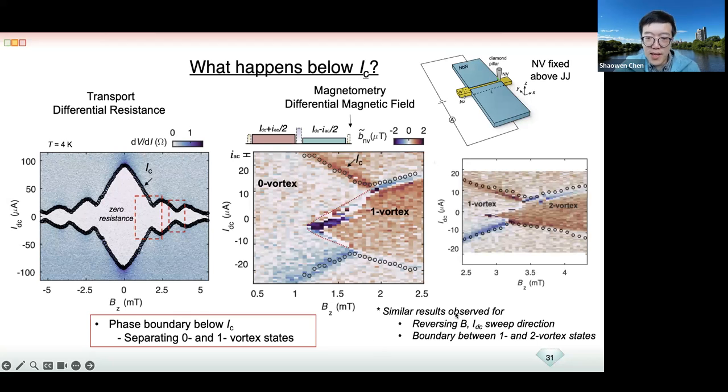And I want to mention that we also tried measuring this by reversing either the magnetic field sweeping direction or the DC current sweeping direction, but we get very similar results.